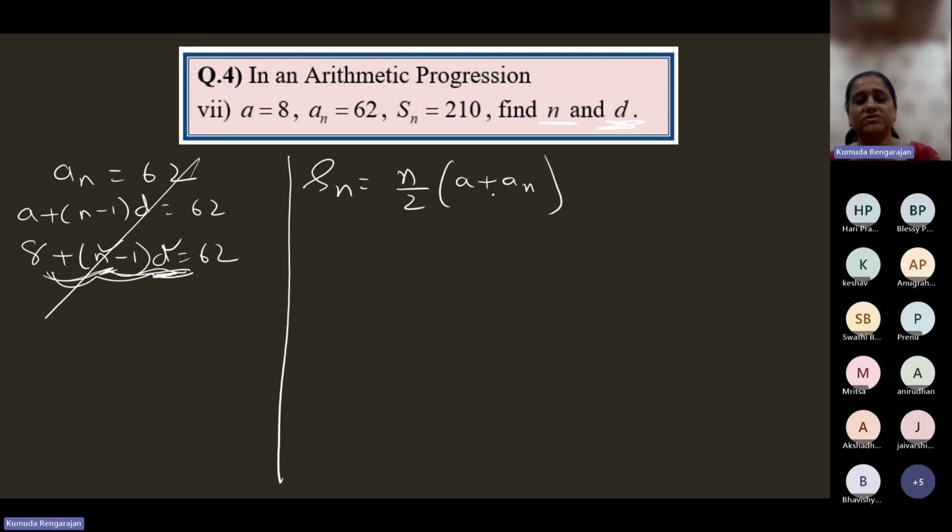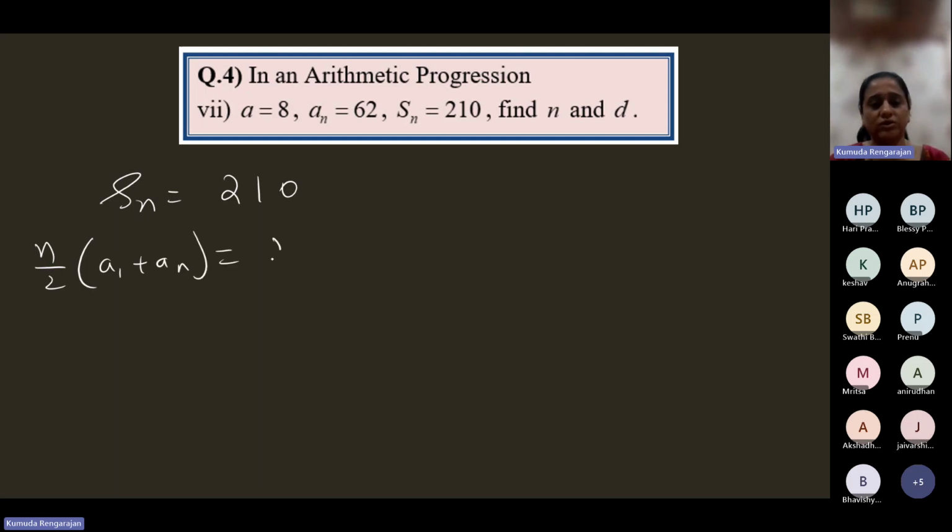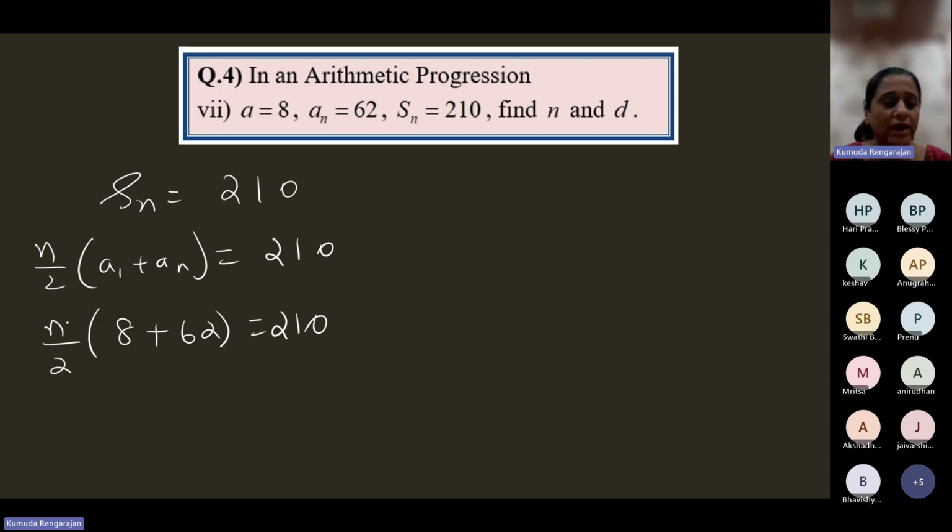Sn is equal to n by 2 of the first term plus the last term. Sn is given to be 210. So n by 2 of the first term plus the last term is equal to 210. Now n we do not know, n by 2 into the first term 8 plus the last term 62 is equal to 210. So in this equation, we have only one unknown, n. So we can work this and find the value of n. When you take Sn equal to 210 and use this formula, you can find the value of n.